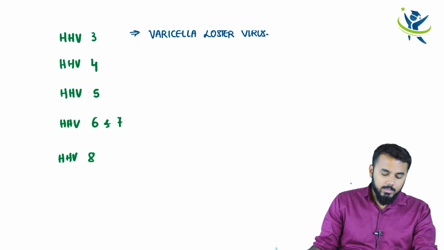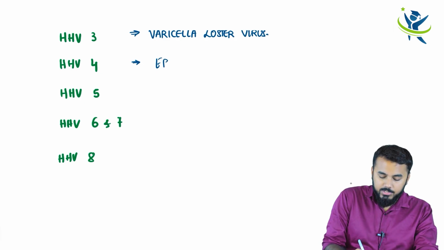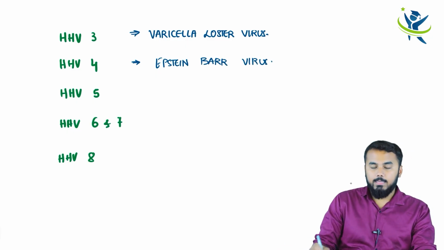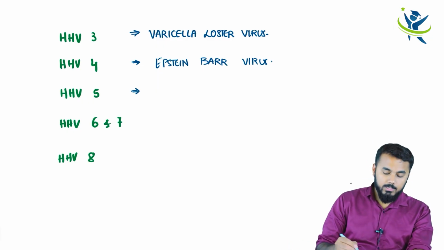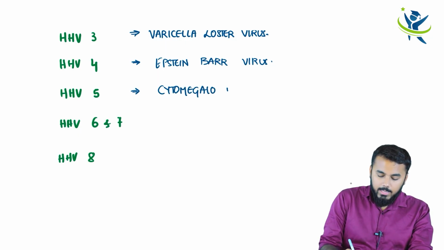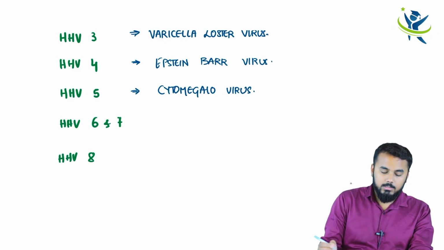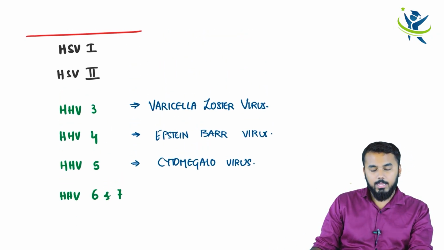In the same way, human herpes 4, the name of the virus here is Epstein-Barr virus. And finally, human herpes 5, right? The name of the virus here would be cytomegalovirus. Cytomegalovirus, right? So these are all the important things which you need to know regarding the herpes virus.